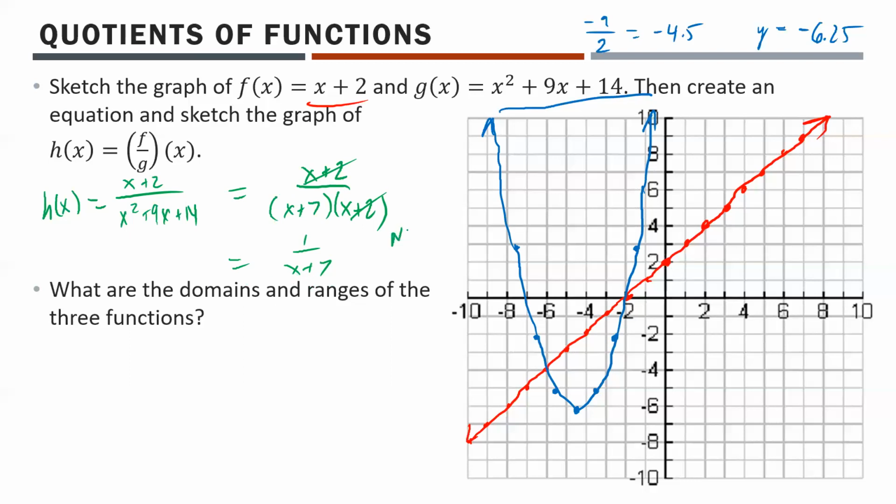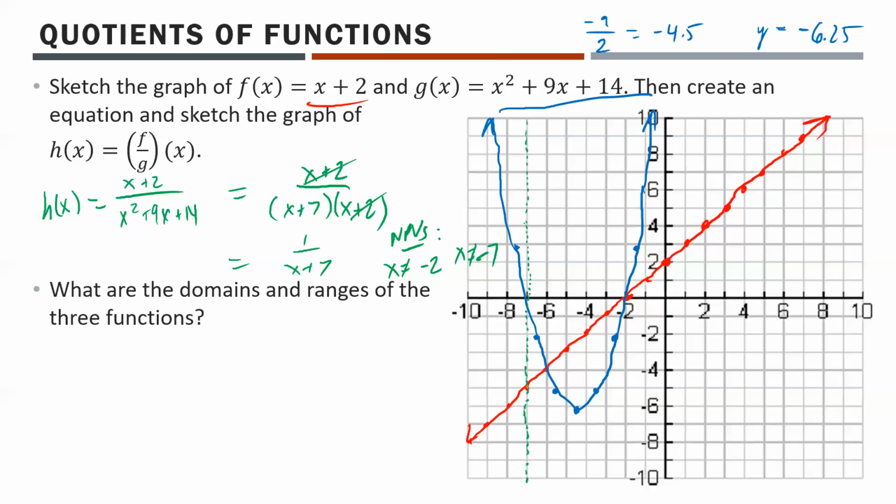So again, maybe I should list those. NPVs are x cannot equal negative 2, and x cannot equal negative 7. So at negative 7, which is right here, we're going to have a vertical asymptote. So I'm going to start by drawing that. There we go. Get the whole dotted line going on in there.